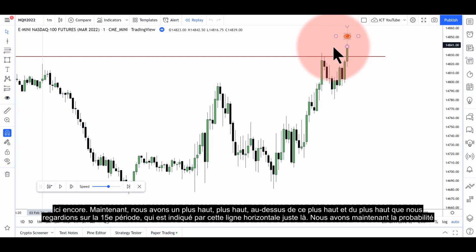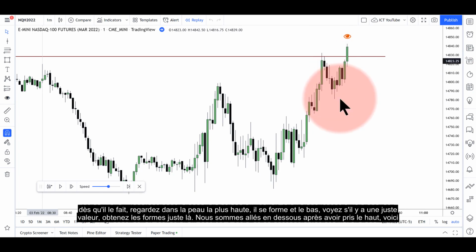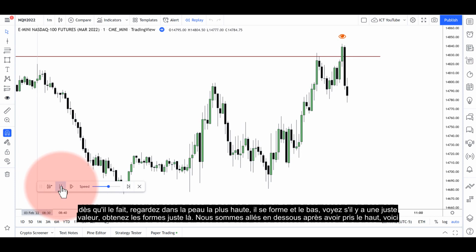Now we have a higher high running above this high and the high we were looking at on the 15-minute time frame, which is denoted by that horizontal line. Right there, now we have the likelihood. If we're watching it live, we're waiting to see, does it break lower? If it breaks lower, where is there a swing low? Right there. So if we can trade down below that swing low, and as soon as it does that, look at the highest high that forms and that low. See if there's a fair value gap that forms. Right there.